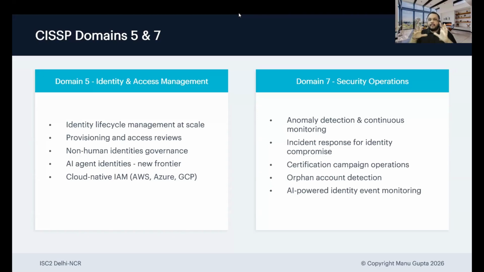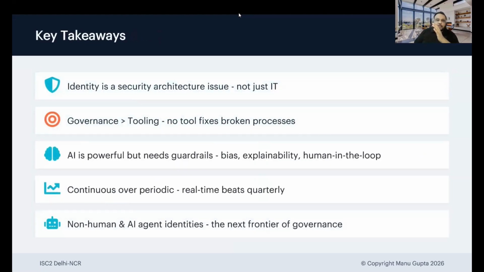The point here is that modern identity governance is not a niche topic. It cuts across the CISSP common body of knowledge, and it's a foundational security discipline that touches risk, architecture, access management, as well as operations, right? So these are some of the key takeaways. We talked about a lot of things, but I'll just try to summarize that in the interest of everybody's takeaways.